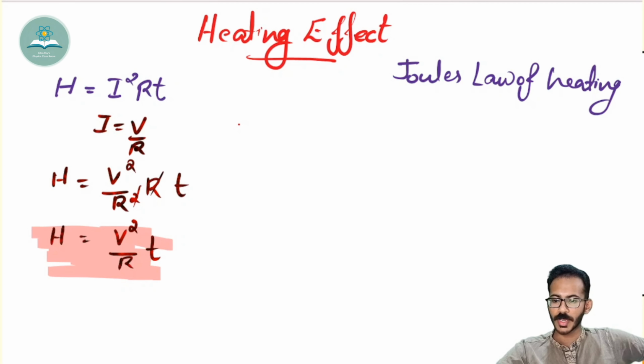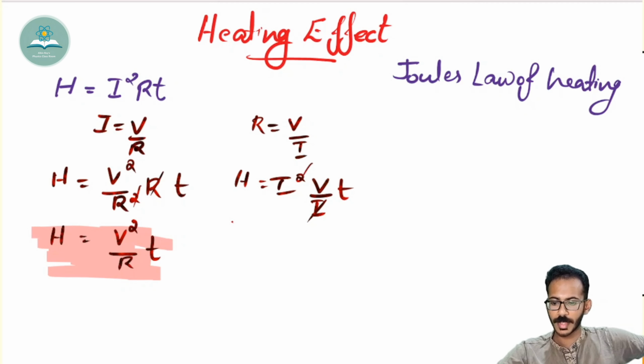Now in the same equation, instead of R, from Ohm's law, R is equal to V by I. If I give R is equal to V by I, then I will get H is equal to I square into V by I into T. So here I and I will get cancelled. We will get H is equal to V into I into T. This is another equation for the heat generated. H is equal to V into I into T.